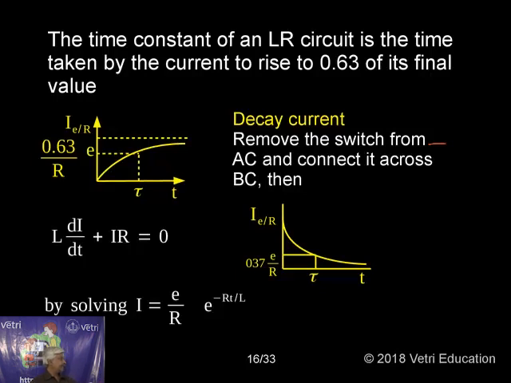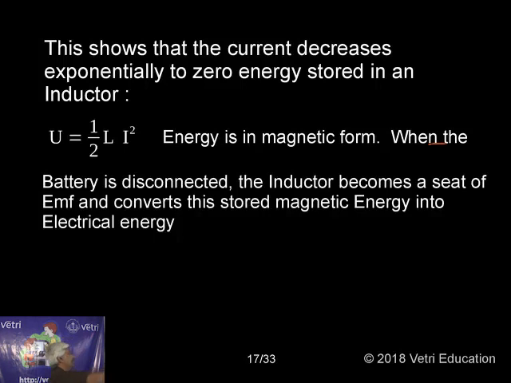This is the graph for L dI by dt plus IR is equal to 0. This is a differential equation; by solving it, I is equal to E by R into e power minus Rt by L. I have given this simply for application level, that's all. This shows that the current decreases exponentially to 0 when stored in an inductor. The current decreases exponentially. That is the point I want to stress here. Never mind the answers, what is the concept here? The current decreases to 0.